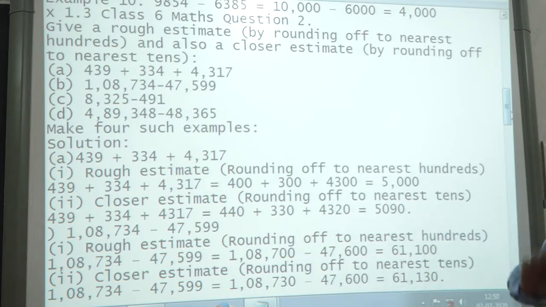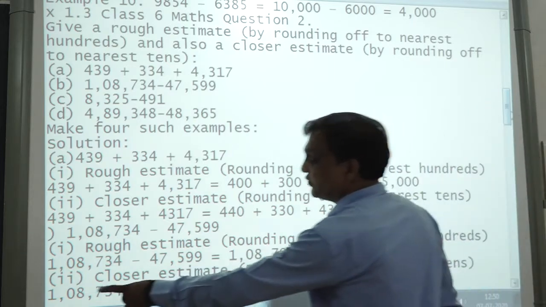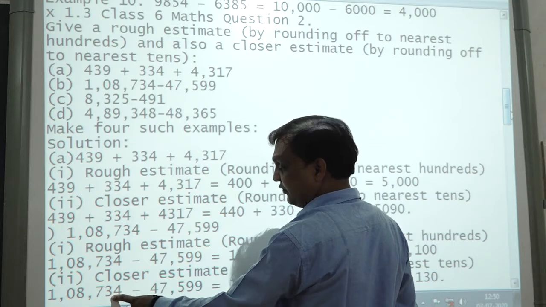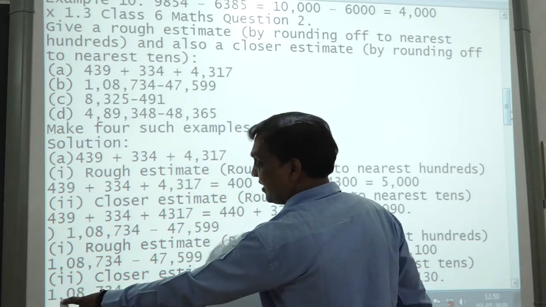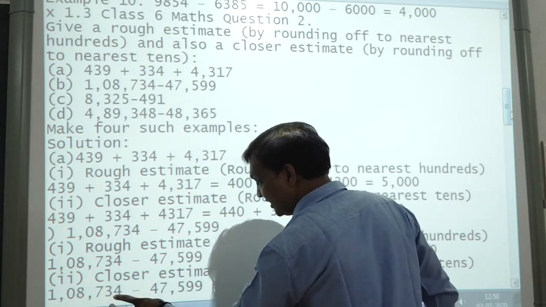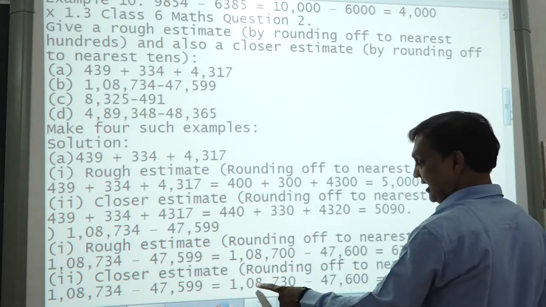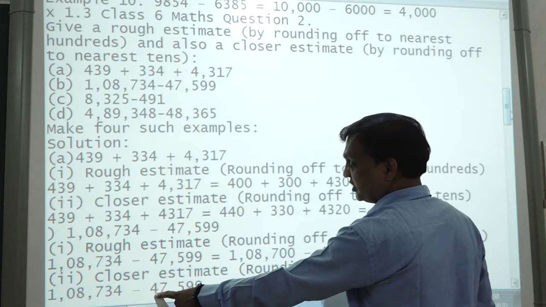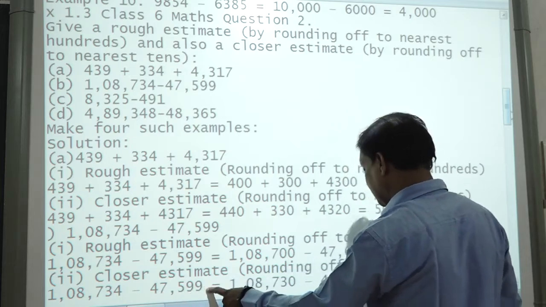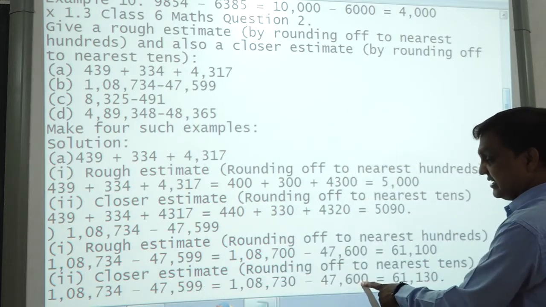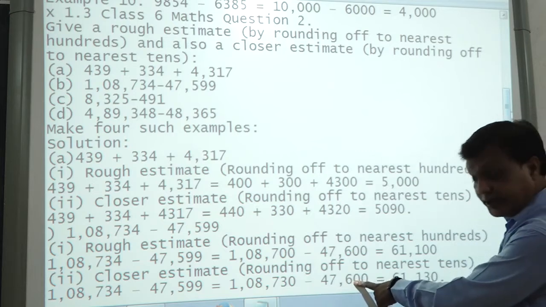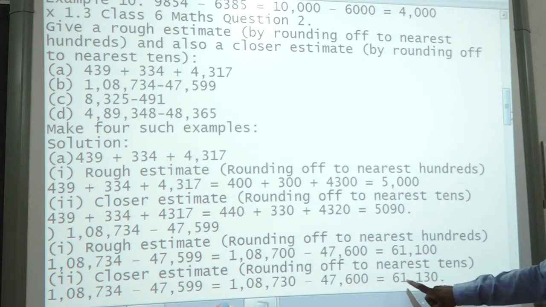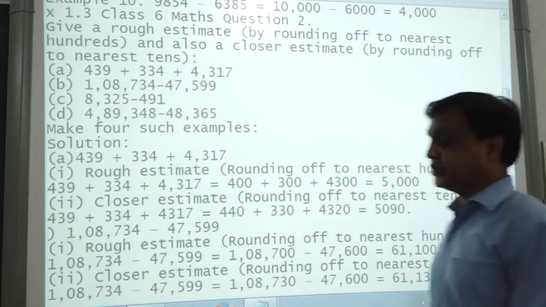Now the same question to the nearest 10. 1,08,734 nearest to 10 becomes 1,08,730, and 47,599 becomes 47,600. Again subtract, and after rounding to the nearest 10 you will get 61,130. This is nearest to 10. Now the next question.